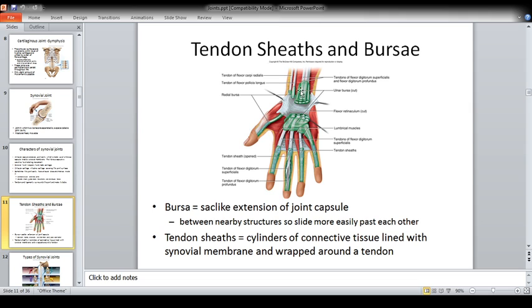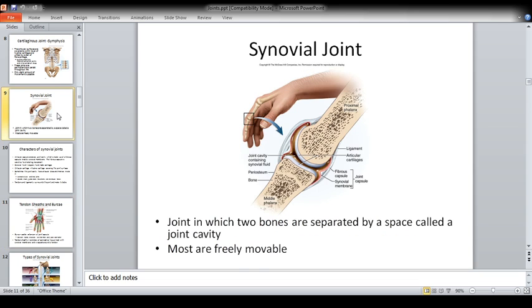So why is this present? It is present between the nearby structures, so that the structures would slide more easily past each other. Because in the wrist there are multiple types of movements. The radius and ulna show rotating movements, as well as there is extension, there is flexion, there is medial rotation, lateral rotation. There are multiple movements.